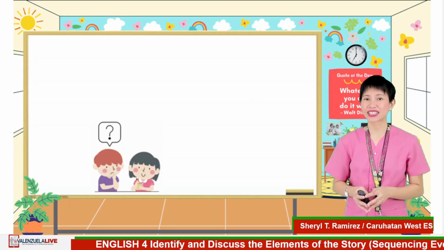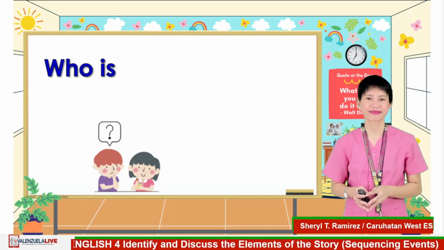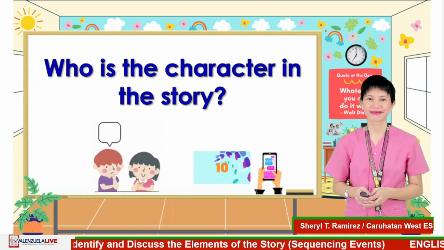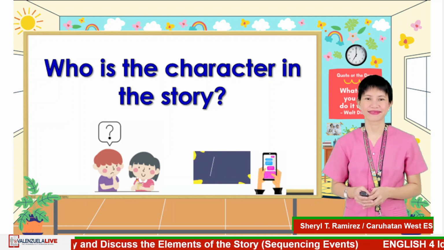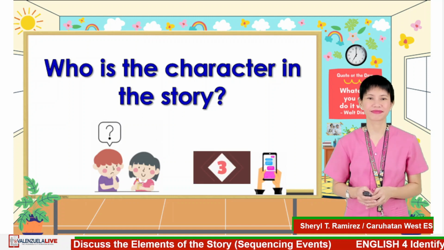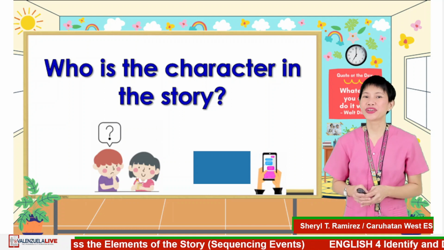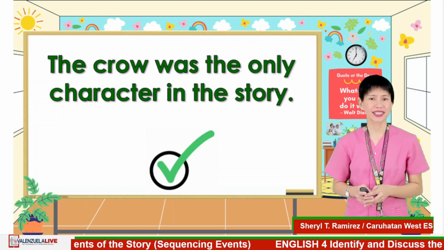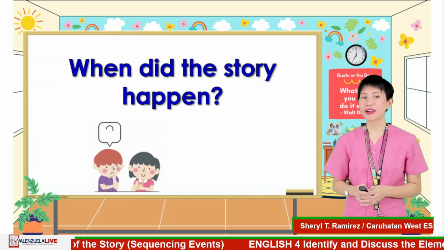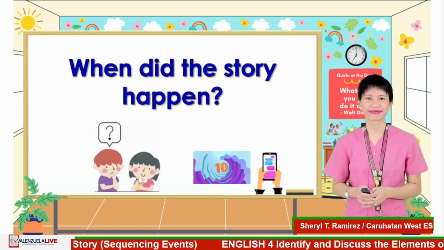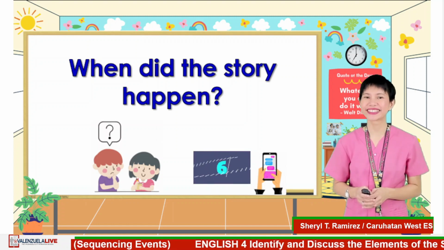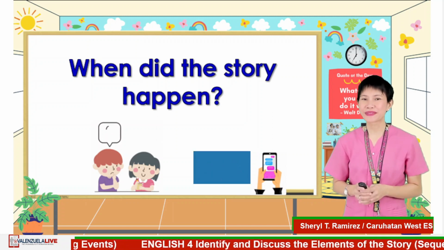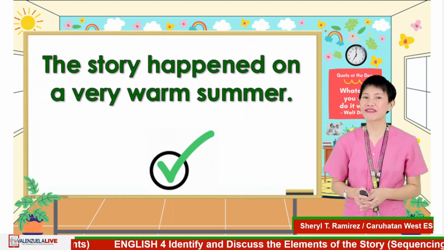Who is the main character of the story? Type your answers in the comment box now. For grade 4, you are right. The crow was the only character in the story. Next, when did the story happen? Type your answers now. Keep them coming. Correct. The story happened on a very warm summer.